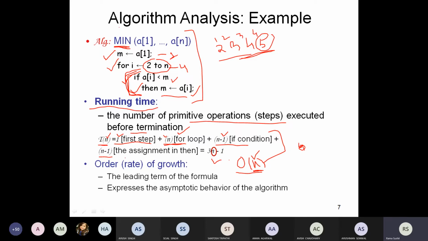Okay, so order of rate of growth, I think this concept must be clear to you. So be in practice of explaining or telling the complexity in this form. And I have already told you the leading term of the formula is to be concentrated on, because that controls the rate of growth. The rest of the things work like a constant. So it expresses the asymptotic behavior of the algorithm when you consider only the leading term.